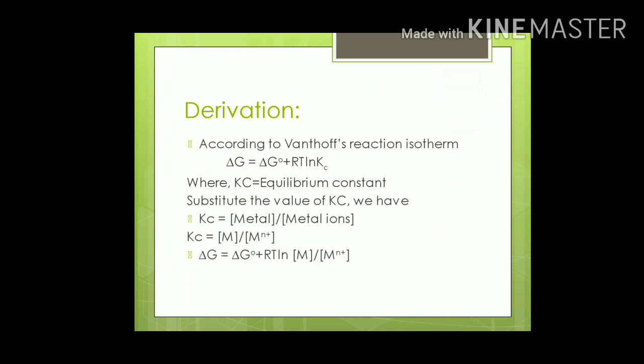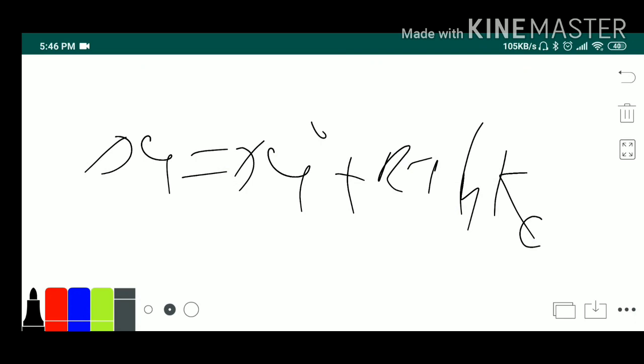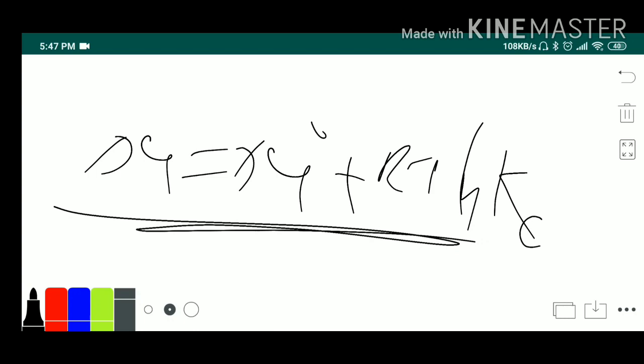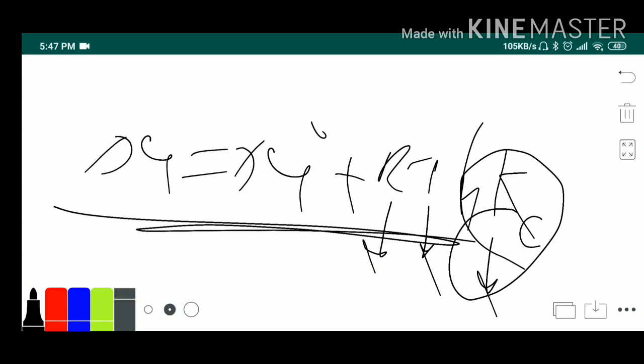Now, according to Van't Hoff's reaction isotherm, what is Van't Hoff's reaction isotherm? It is not there in your syllabus, and if you want, I can explain in the next chapter, but this is not required here. Just remember this equation: delta G is equal to delta G naught plus RT ln KC. Remember this. This is Van't Hoff's isotherm equation. R is the gas constant, T is temperature, and K is the equilibrium constant.